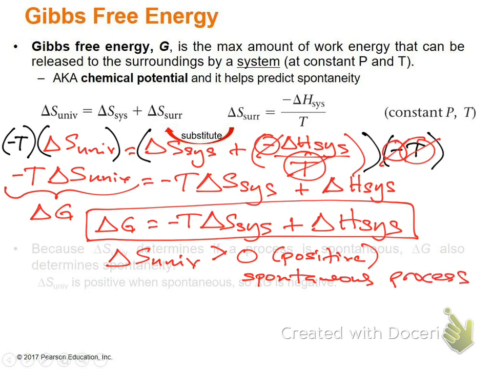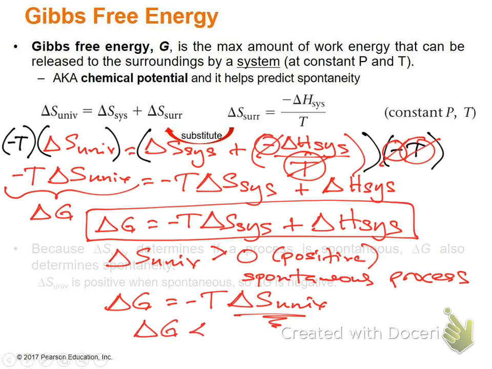If we have the equation for delta G relating delta S universe and delta G, and delta S universe is positive, spontaneous, then what would be the sign of delta G? Negative. It would be negative because you're multiplying by a negative temperature, and temperature is in kelvins, so it's always going to be positive, because the lowest temperature possible is 0. So that means delta G is going to be negative for a spontaneous process.